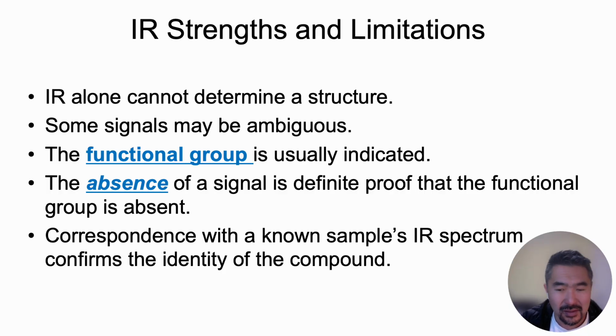So again, just the summary of IR strengths and limitations, because very soon you're going to be determining the structure of completely unknown compounds using IR, mass spec, and then NMR. As you use those three analytical tools, I want you to be aware of the strengths and limitations of each analytical technique.